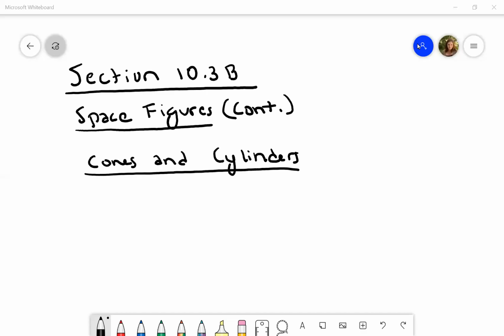10.3, which is... we're going to pick up with cone.